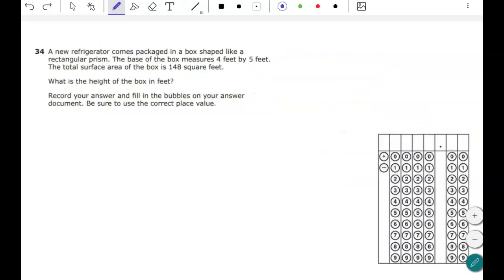All right, next one. We did this in class, actually, so we'll just run through this real quick. So you have a box for the refrigerator. So it's a rectangular prism since it's a box. It measures 4 feet by 5 feet at the base, so the base of the box. And then the total surface area is 148. What is the height? Okay, so here's our box.